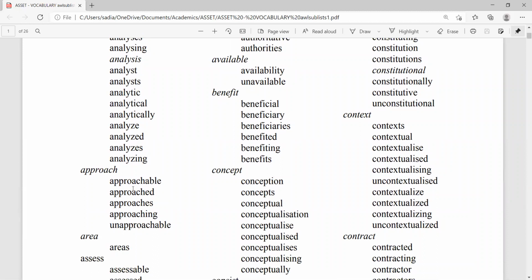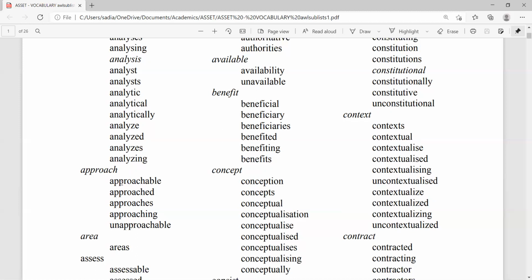Now approach, after that the word able is added. That means a suffix is added. Approachable, approached, ed, inflection is added. Approaches, es is added. That's an inflection again. Approaching, ing is added. That's an inflection.